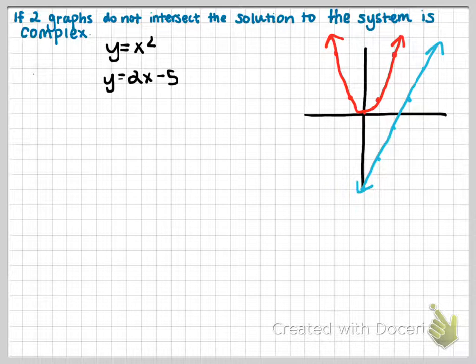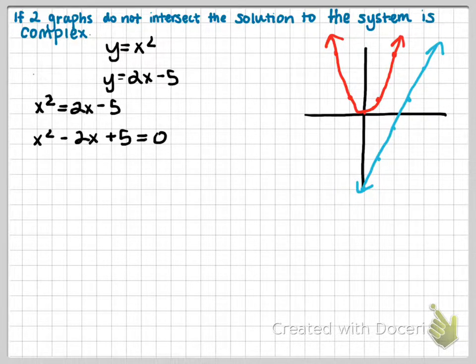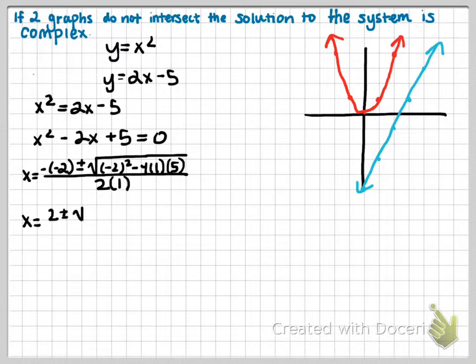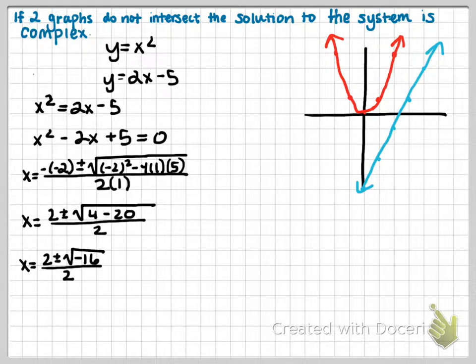So what I'm going to do is set those two equations equal to each other. Since they're both equal to y, I can say x squared equals 2x minus 5. Then I'm going to get everything onto one side of my equation so that it's equal to 0, and I can use that quadratic formula. I'm going to work it out in the quadratic formula the same as last time, and you can look through my calculations. But I get to this point where I get 2 plus or minus the square root of negative 16 over 2. Now I have to simplify that square root of negative 16.